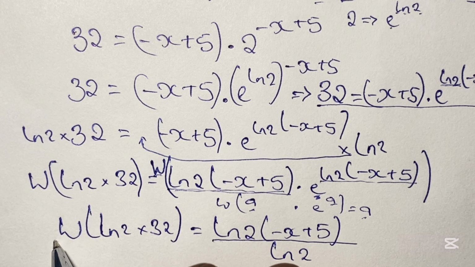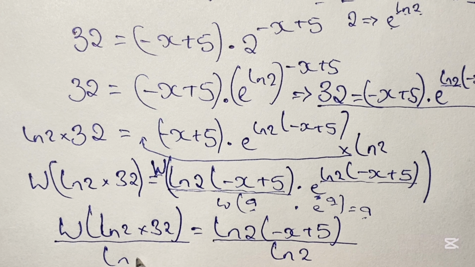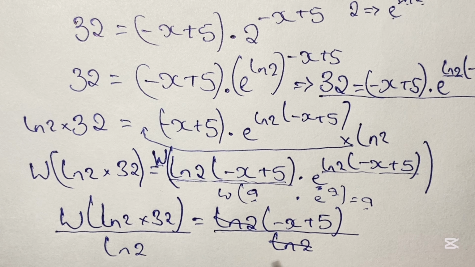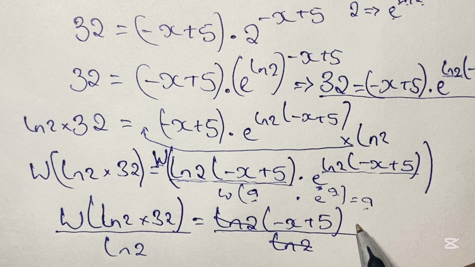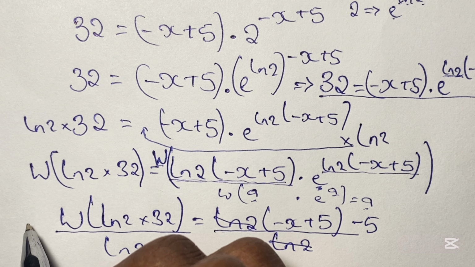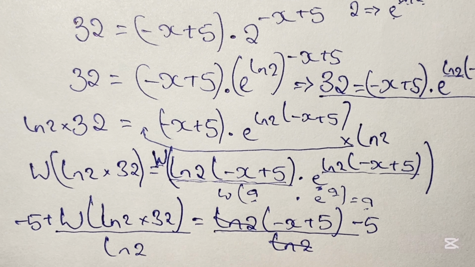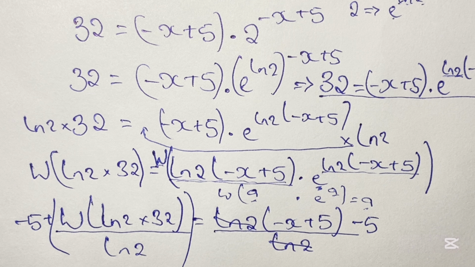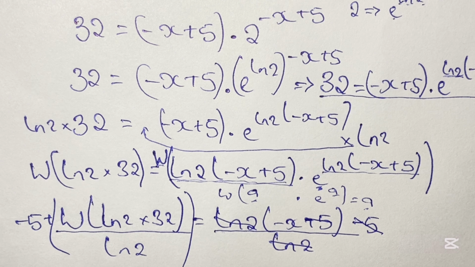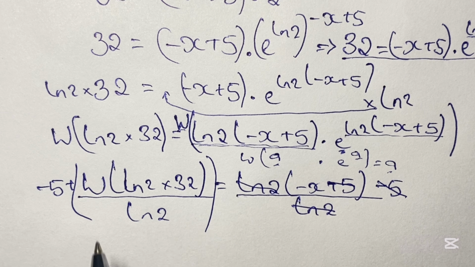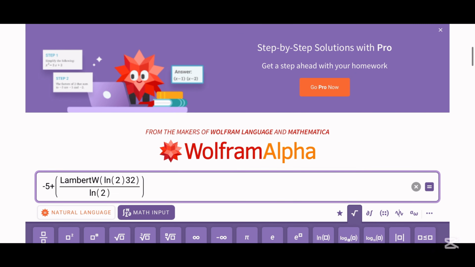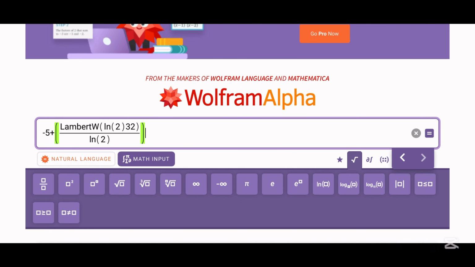So we then have W of ln of 2 times 32 all over ln of 2 is equal to, on the right ln of 2 will be cancelled out, so that's equal to negative x plus 5. And then we can go ahead and subtract 5 from both sides, hence cancelling our 5 here. So on the left we would have negative 5 plus W of ln of 2 times 32 all over ln of 2. And as we said, these 5's will be cancelled out. Now from here we find the value of negative 5 plus W of ln of 2 times 32 over ln of 2. And we can use Wolfram Alpha, this calculating tool, to give us that value.